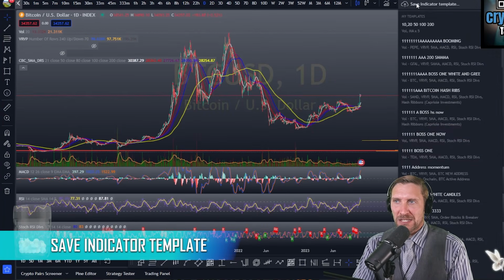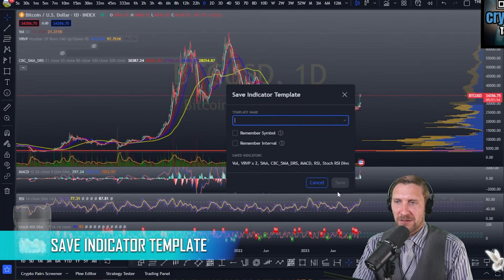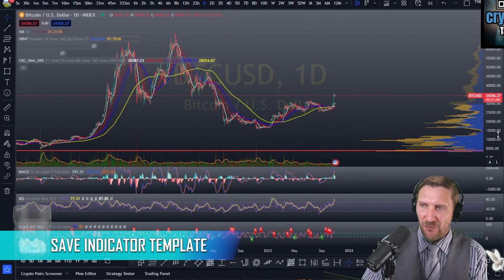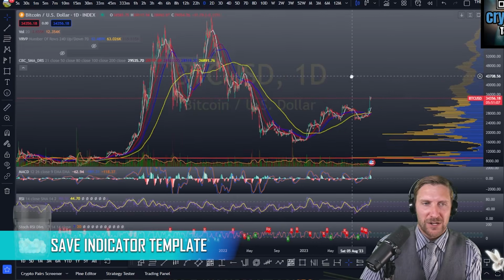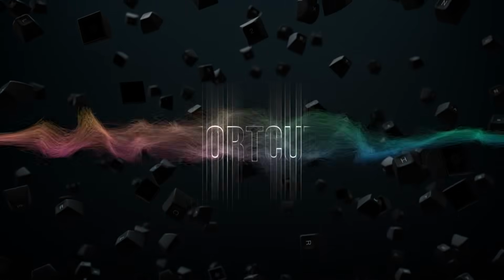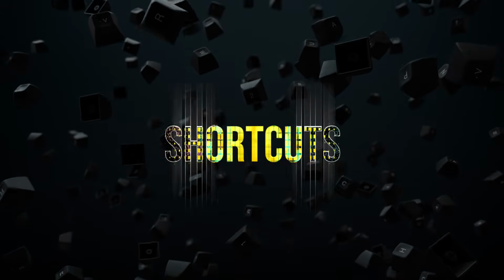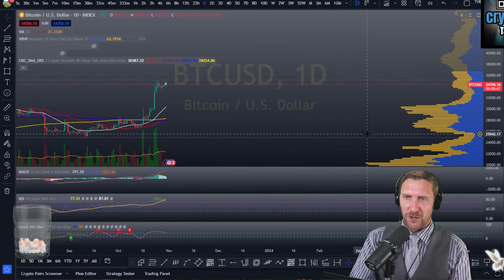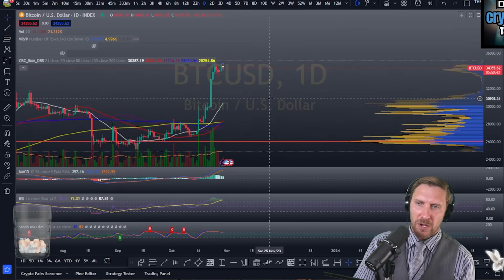Again, go up here, Save Indicator Template, name it, and hit Save. You will now have access to this. You won't have to remake it every single time. Your charts will come out ready to go just like this. While we're here, let's talk about some of the shortcuts for navigating TradingView, things you're going to be using a lot. Write these down as you go. I'm going to go through them relatively quick.